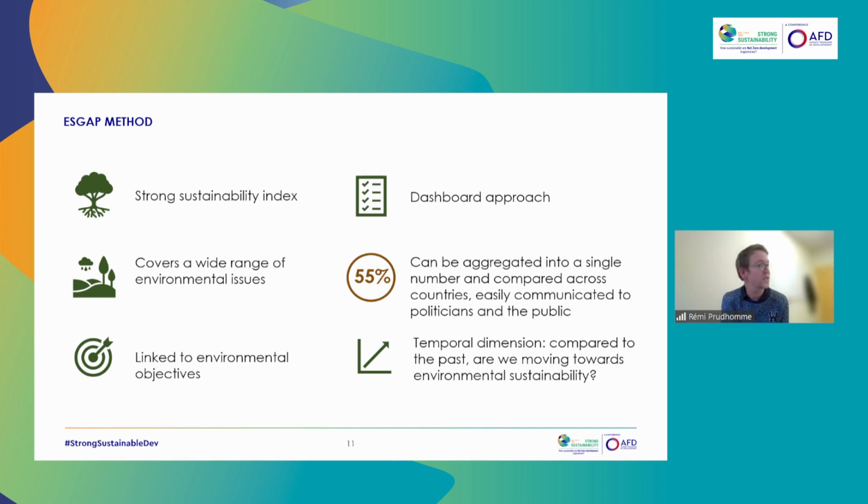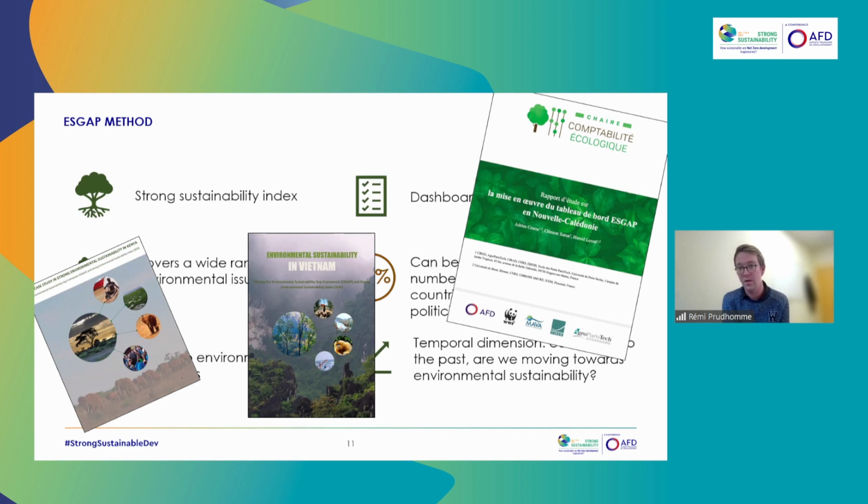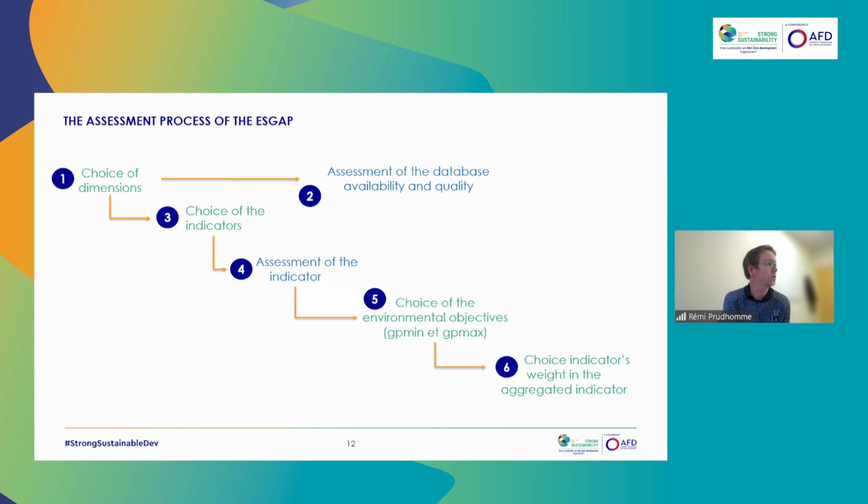So the ESGAP was already used in New Caledonia, in Vietnam, and in Kenya. So it's the fourth time the ESGAP is used in a country. Here I summarize the different steps of the ESGAP process. It's quite different from how it's described by the other study, but it's how we see it in the case of Senegal. So first of all, we choose the dimensions of the environment you want to assess.